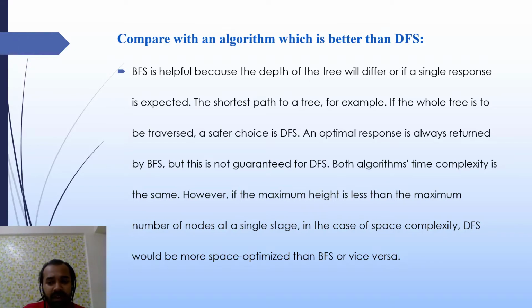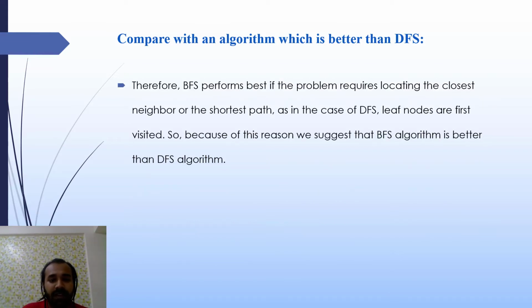Both algorithms' time complexity is the same. However, this changes if the maximum height is less than the maximum number of nodes at a single stage. In the case of space complexity, DFS would be more space optimized than BFS or vice versa. Therefore, BFS performs best if the problem requires locating the closest neighbor or the shortest path. As in the case of DFS, leaf nodes are visited first. So, because of these reasons, we suggest that the BFS algorithm is better than the DFS algorithm.